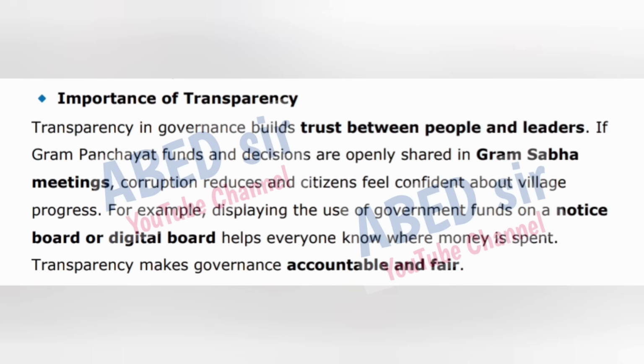If Gram Panchayat funds and decisions are openly shared in Gram Sabha meetings, corruption reduces and citizens feel confident about village progress. For example, displaying the use of government funds on a notice board or digital board helps everyone know where money is spent. Transparency makes governance accountable and fair.